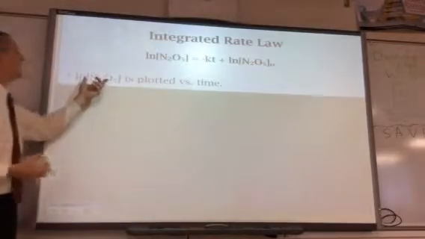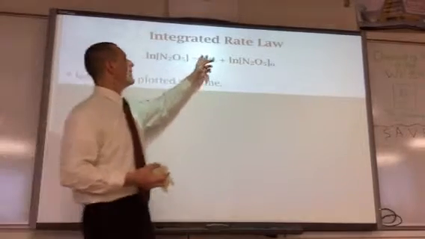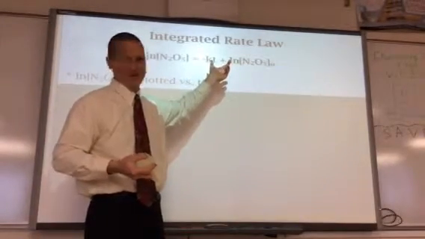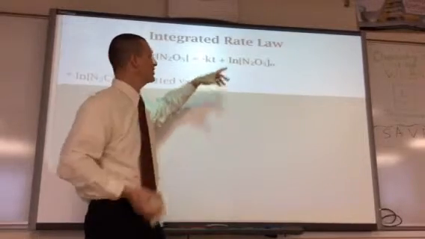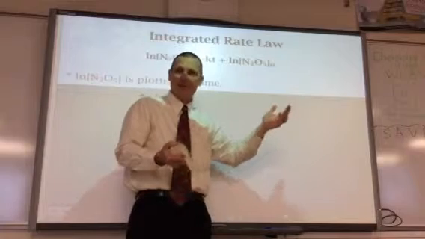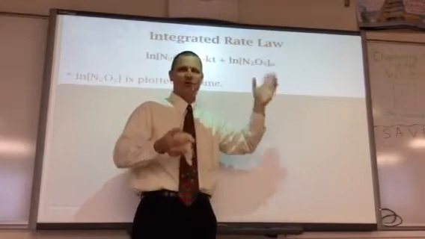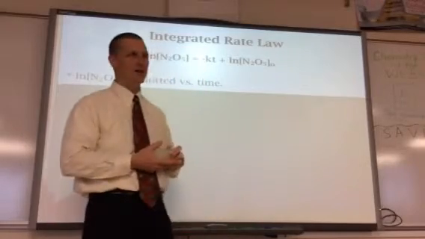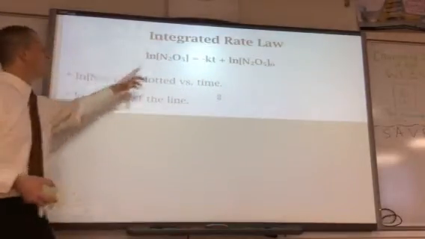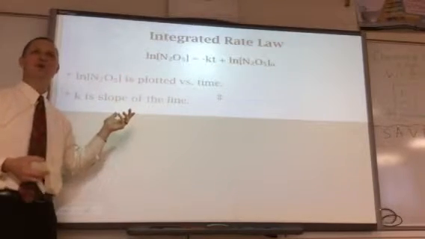If we plot natural log of the concentration versus time, keep in mind that k is a constant value. That's called the rate constant. It does not depend on the concentration. And this term over here is a constant because whatever the concentration was at the beginning of the reaction, that's what it was. And that doesn't change as the reaction goes on. The initial concentration is what it was. So if we plot this versus time, it turns out that it's a straight line. What's the slope of the line?